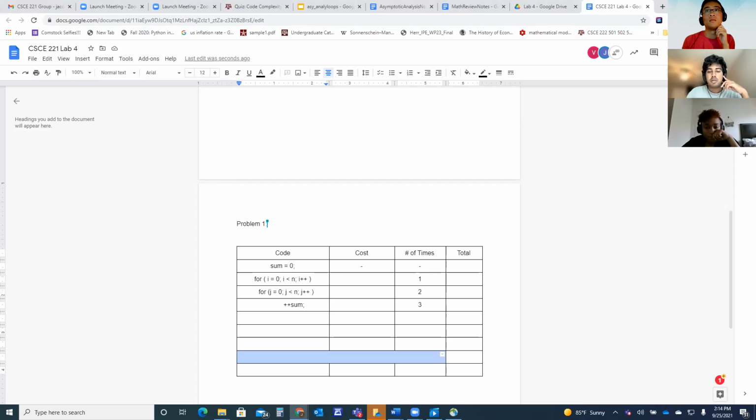So you were actually right the whole time that sum equals 0 should be cost of 1. But the number of times it runs is probably 1, and the total is 1. So it doesn't matter what the value is. And so there's 1 for the equals, and then we're going to add 1 for the less than. Isn't it n plus 1?